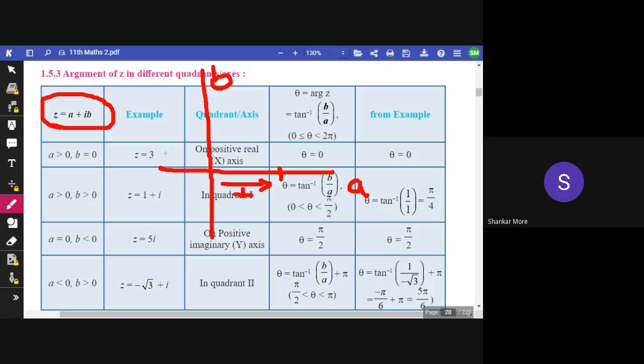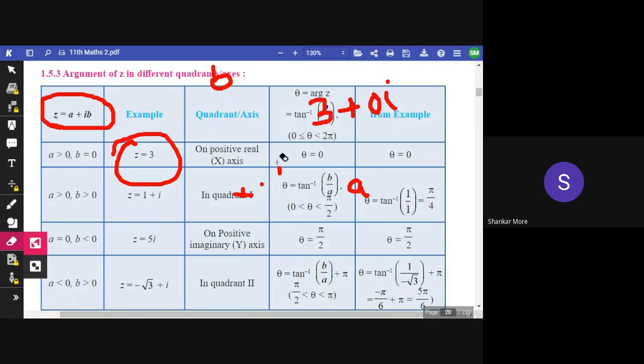For example, here the number given is 3 plus 0i, and this is the 3. So what is your z? z is nothing but 3, and the location of this complex number is on the positive real axis. Our x-axis is the real axis, na? And theta is going to be 0. See, this is our complex number z, and what is the angle? The angle is 0. There is no angle, so that's why it is 0.